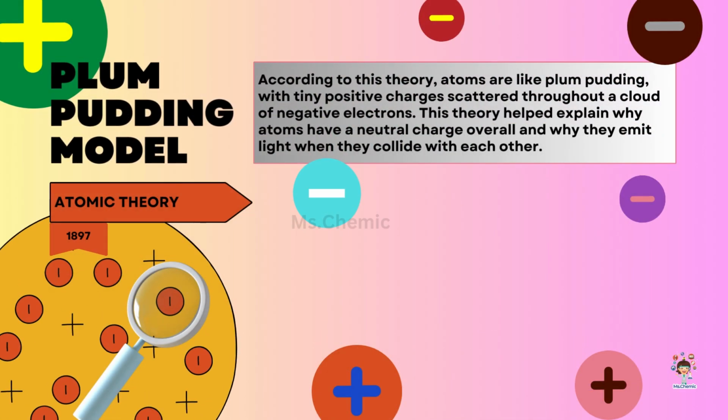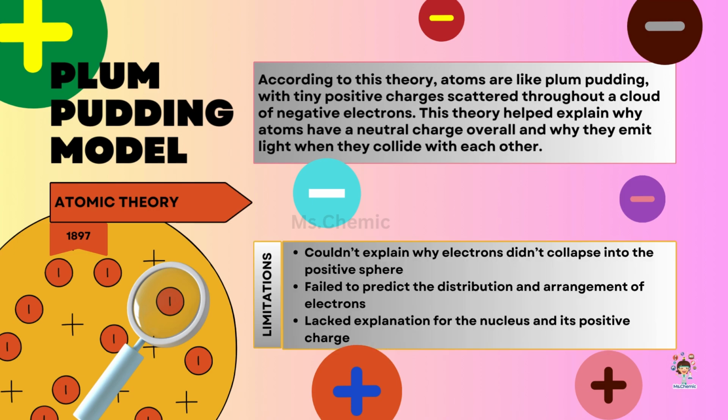Plum pudding model. According to this theory, atoms are like plum pudding, with tiny negative electrons scattered throughout a cloud of positive charge. This theory helped explain why atoms have a neutral charge overall and why they emit light when they collide with each other.